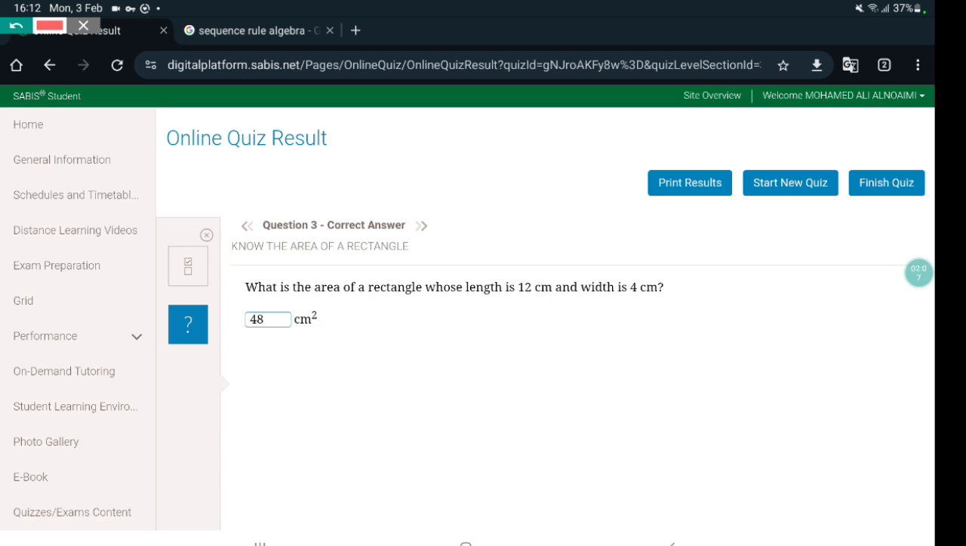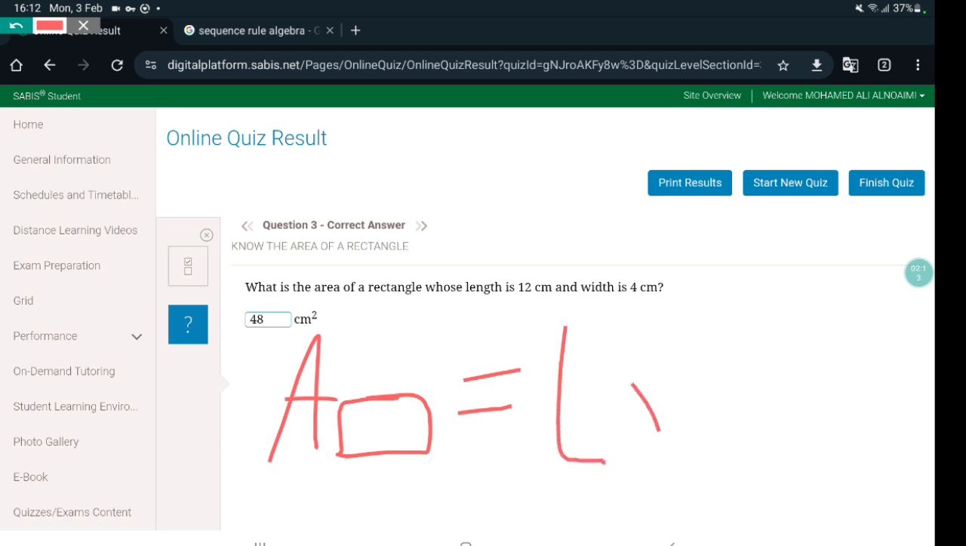Area of rectangle equals length times width. They gave us here length and width. Multiply them, we'll get the answer.